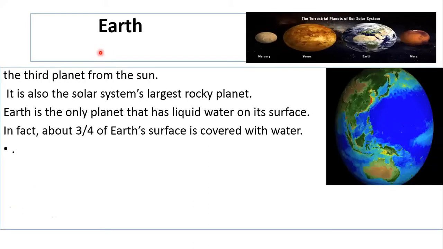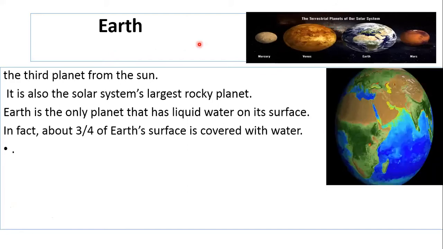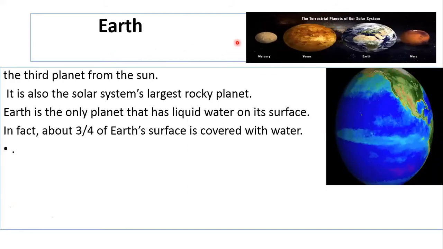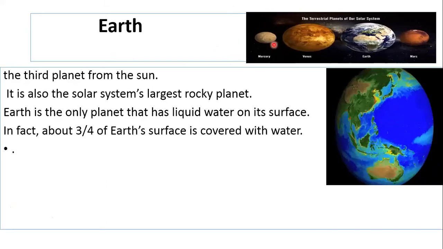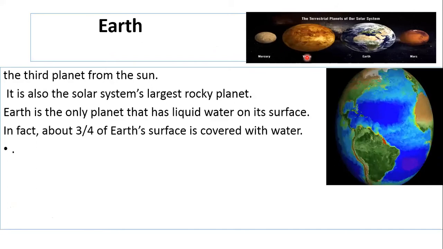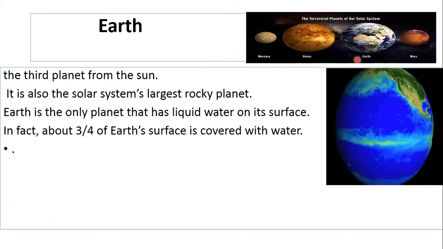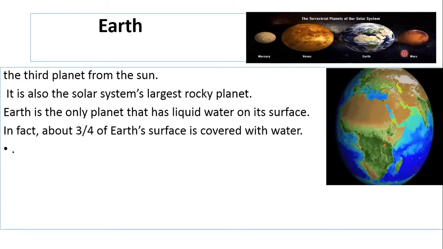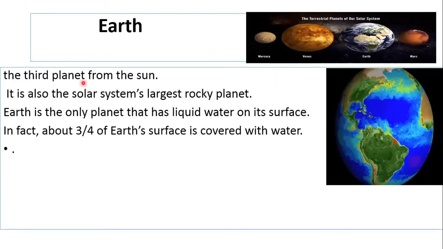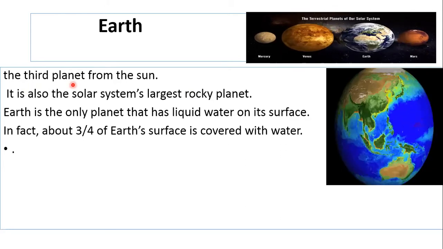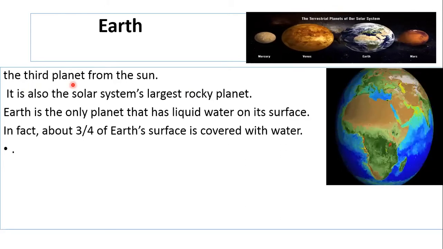Today we will complete our lesson about the Earth. We study the four inner planets. Who can remind me what they are? Okay, excellent question. Mercury, Venus, the second one, the third one, Earth, that we will study today, and the fourth one, Mars, we will complete tomorrow, inshallah. The third planet from the sun.